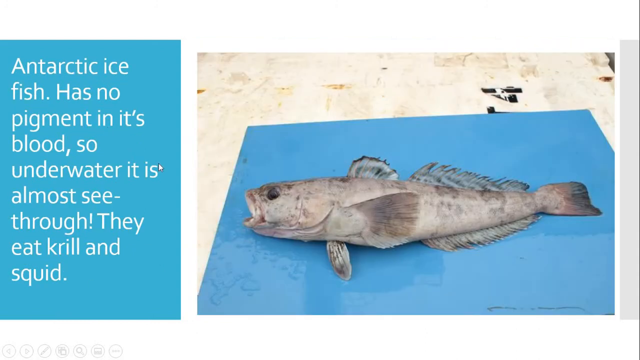The Antarctic icefish, it has no pigment in its blood, so underwater is almost see-through. It has no colour, its skin, you can almost look through it. This is very useful for avoiding predators and hunting prey. They eat krill and they'll eat squid.